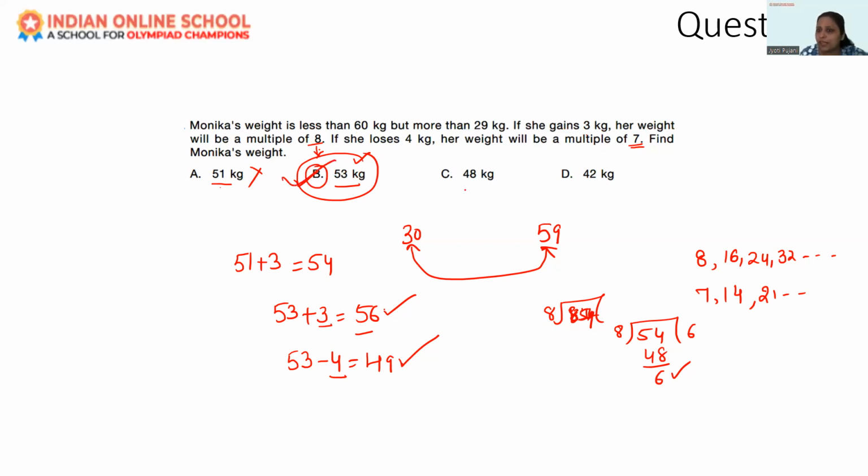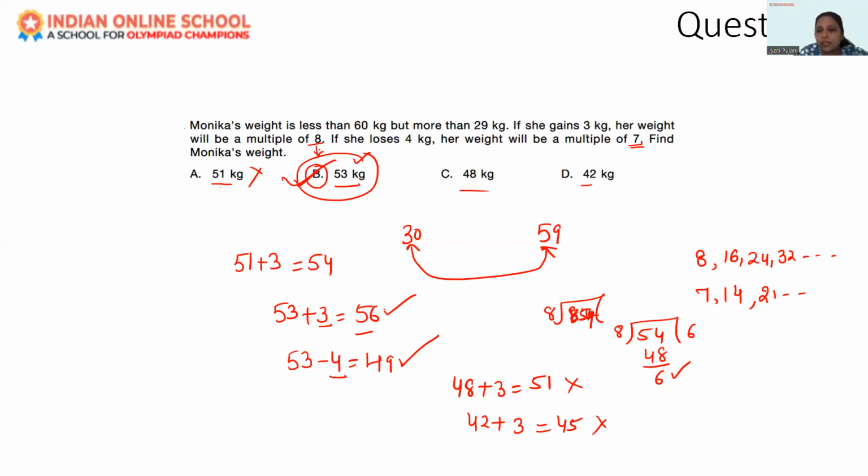Do you want to go to the next options as well? If you want to, let's hear. I'm explaining that one also. So 48, if I do plus 3, 51. 51 is not a multiple of 8, so I don't need to go to the second condition, just like you don't need to use the loses. Okay, so 42 plus 3, here I can also see it is 45, and 45 doesn't come in the table of 8. It is not divided by 8 completely. So that's why it's not an answer. So the answer will be option B.